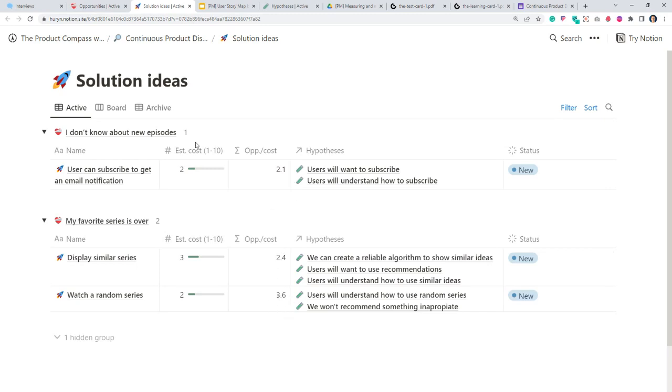So first we want to prioritize problems, but having a problem, for example, my favorite series is over, in that case, we want to select a solution that is more cost effective, because we also need to account for the economic reality.